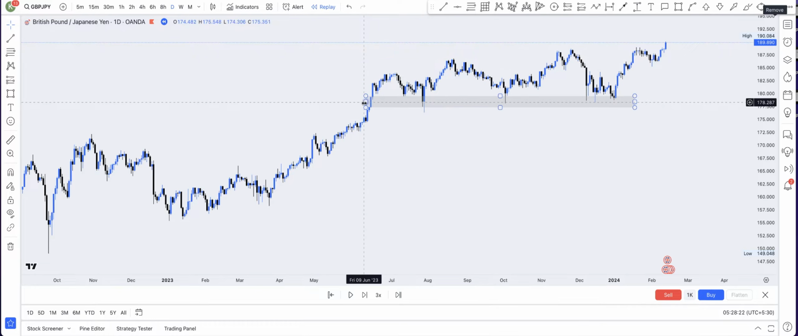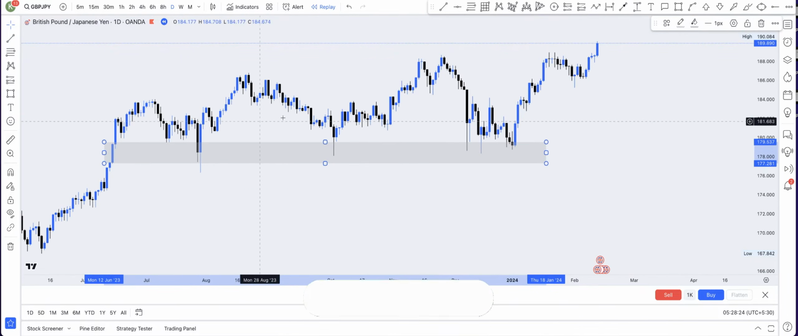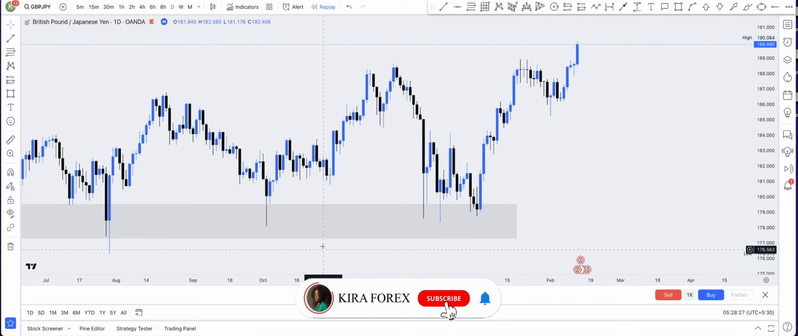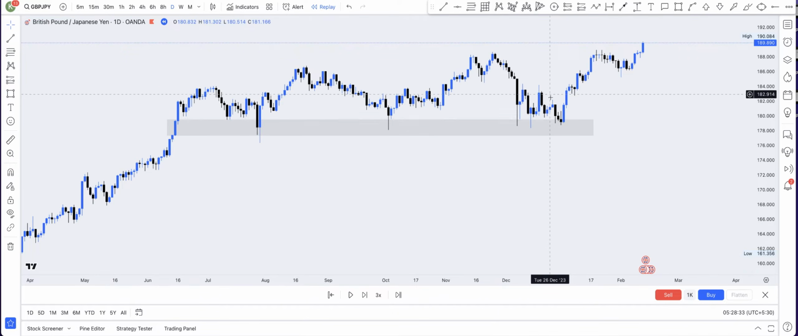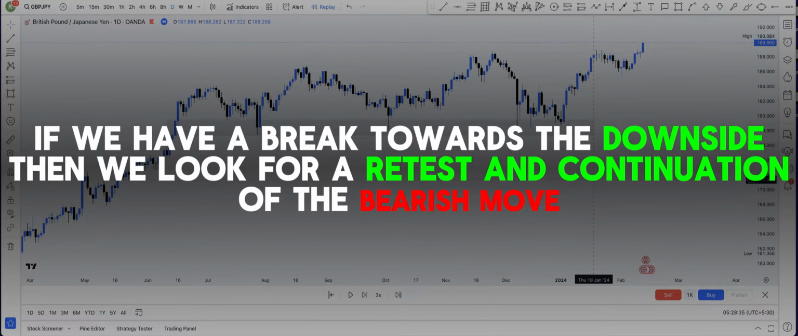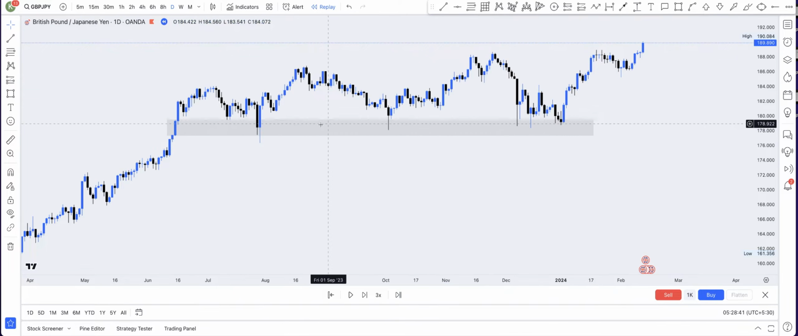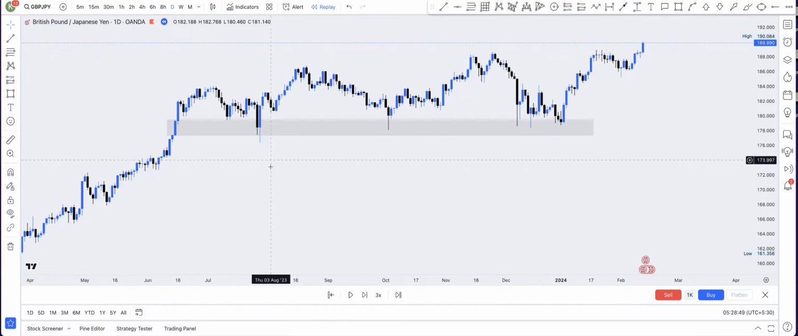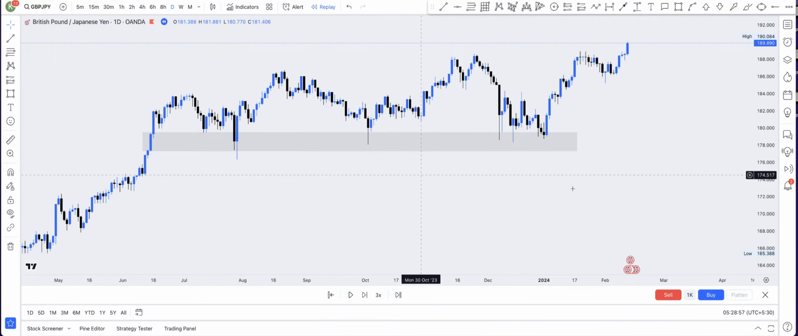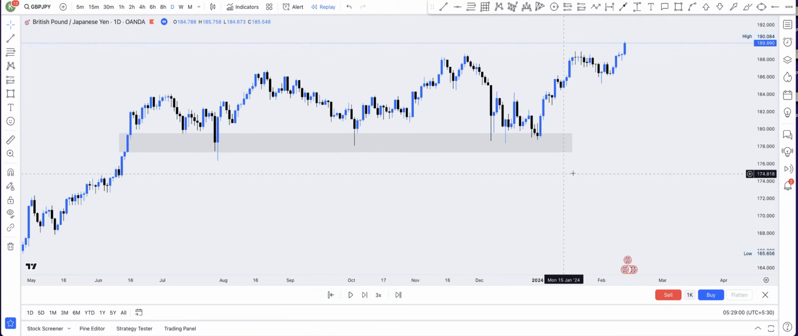This is my first key level. Now you can see that price has been rejecting the key level for some time now. Price has not been able to break this key level to the downside. If we had a break towards the downside, I would have just been looking for a retest and a continuation of the bearish move. But since we haven't broken down and price is rejecting this key zone, we are going to be looking for more buys. We are going to be expecting more buyers in the market. So what are we going to do? We're also going to follow the footsteps of whatever the market is saying, and we look for more buys. So this is the daily time frame. That is our first key zone.